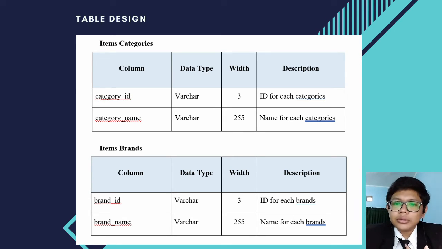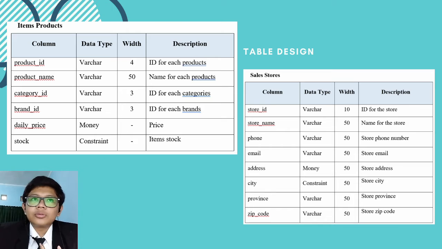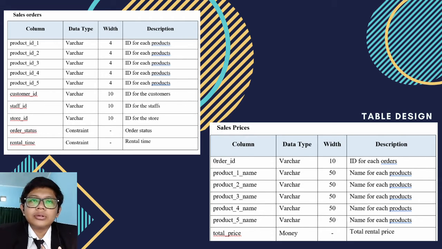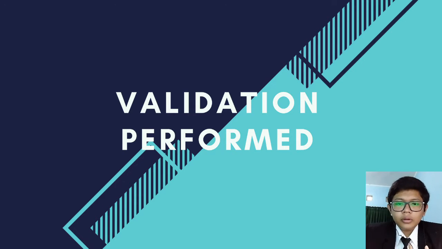And basically it's the same for the other tables. The second table is item brands, the third one is item products, the fourth one is sales stores, the fifth is sales staff, the sixth is sales customers, the seventh is sales orders, and the last one is sales price.